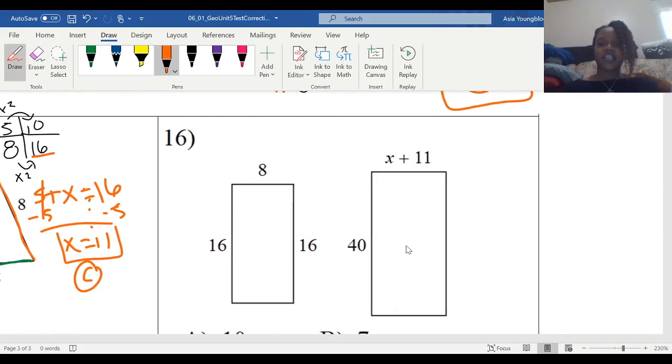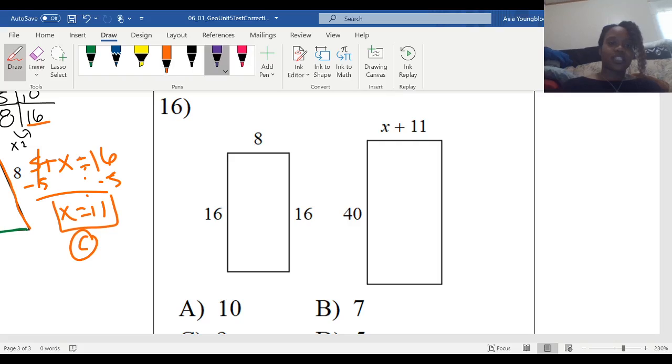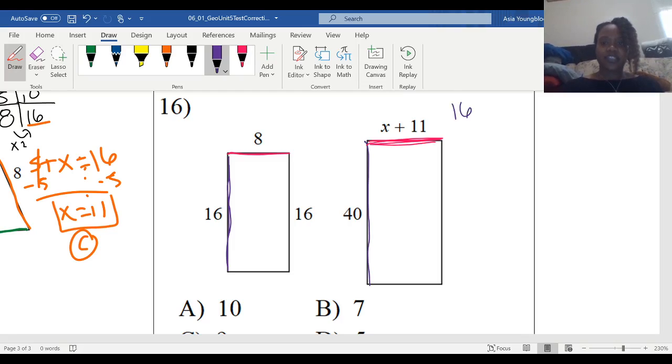16, again, very similar. Match your corresponding side lengths. In our known rectangle, the 16 is going to match up with the 40, and the 8 is going to match up with the x plus 11. So let's start with our known rectangle, 16 by 8. So to start off our ratio table, we're going to have 16 and 8. And we know we're trying to change the 16 to 40 and the 8 to whatever it ends up being.